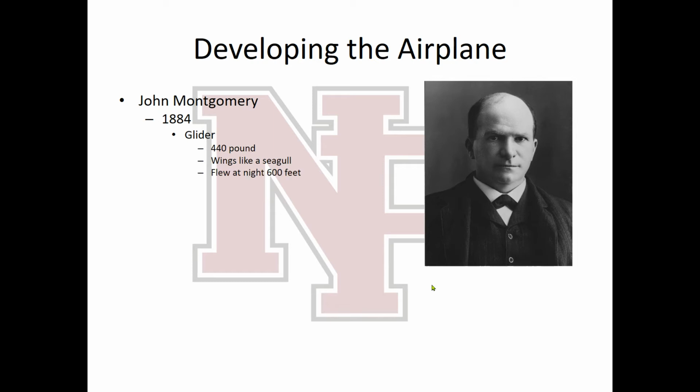And on his flights of his glider, he flew for 600 feet. Now, if you notice, he flew at night. Okay, he flew at night. He wasn't flying at night because he thought it was easier to fly at night, or the air was better at night, or it was cooler, or anything like that.